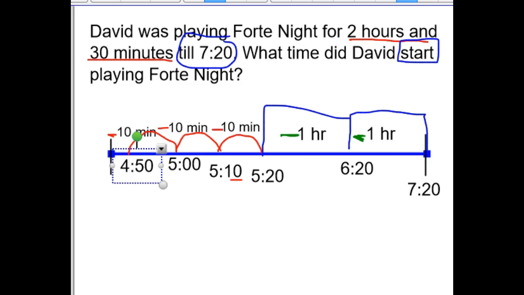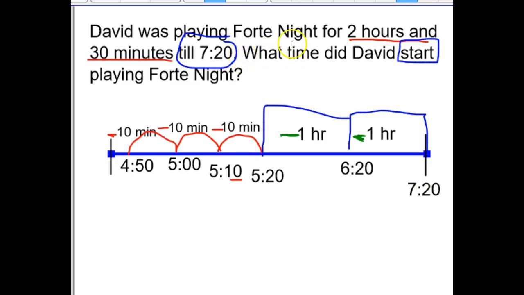So one way to check would always be to do the opposite and add up. So 4:50 plus 10 would be 5 o'clock, plus 10, 5:10, plus 10, 5:20, plus an hour, 6:20, and plus another hour, 7:20. So yeah, it does check out.